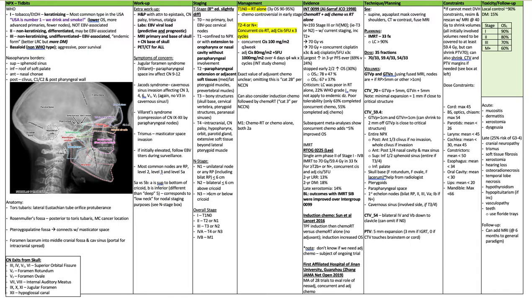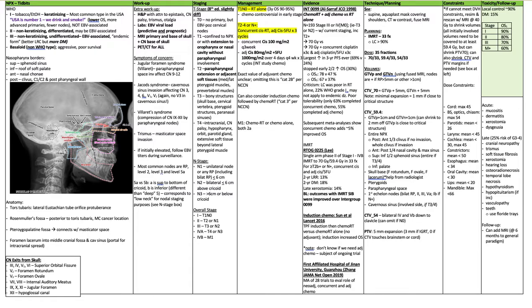The most common nodes are the retropharyngeal, level 2, level 3, and level 5A. 5A versus 5B: A is superior to the bottom of the cricoid. B is inferior. Note that this is different than level 5 in the deep neck. It corresponds to low neck for nodal staging purposes. See N stage box. T staging, the 8th edition.